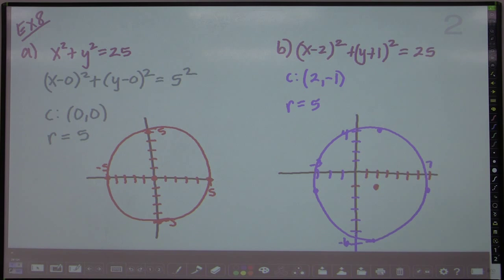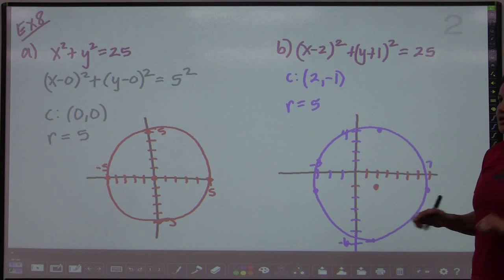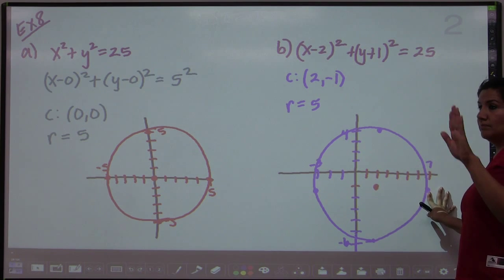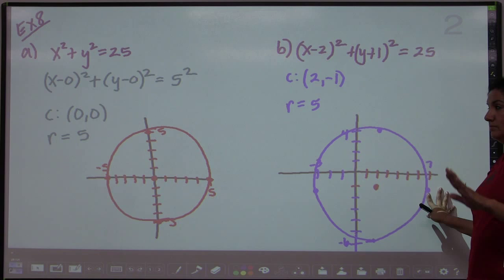So you have to start from your center and go 5 units to the right, to the left, up and down. And then just try to connect them with a nice circle. Trust me, I get some funky shapes. Sometimes they're rectangles. But yeah, squares. So are we okay with this? Yes, people? Okay.